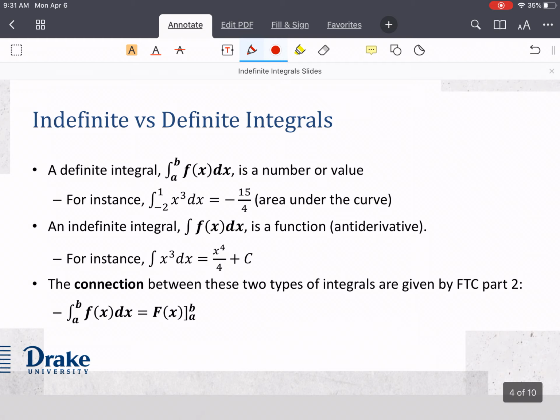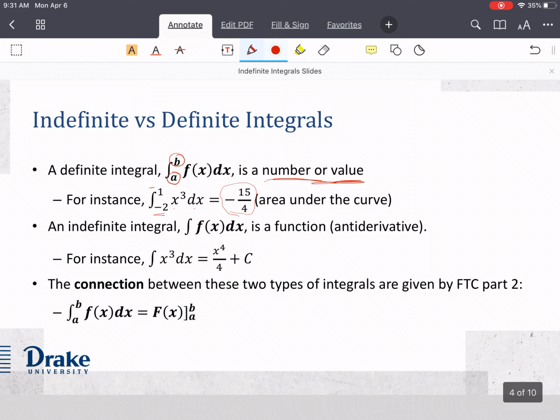Now we compare indefinite versus definite integrals. A definite integral will always have limits, from a to b of f of x dx. And this always represents a number or value. For instance, if you were to take the integral from -1 to +1 of x cubed dx, if you calculate this, you're always going to get -15 over 4, which represents area under the curve x cubed.